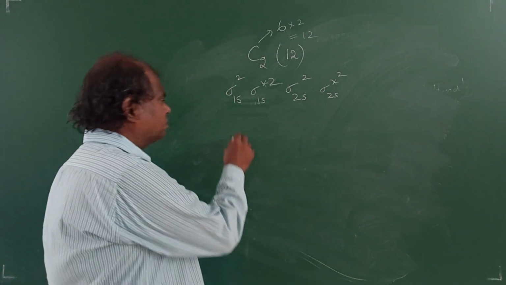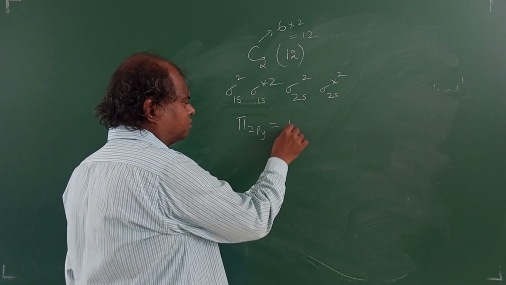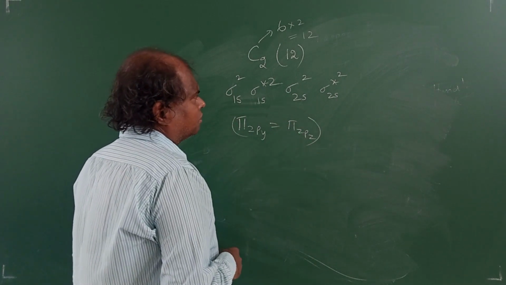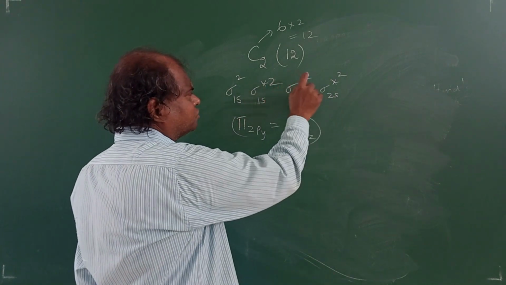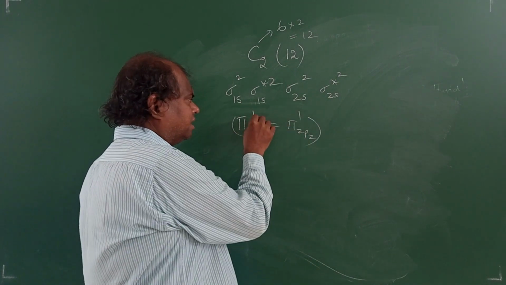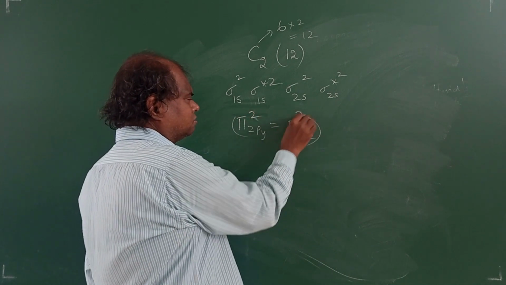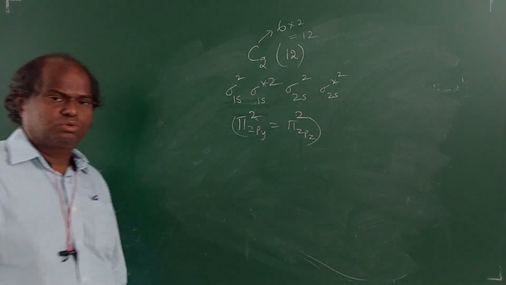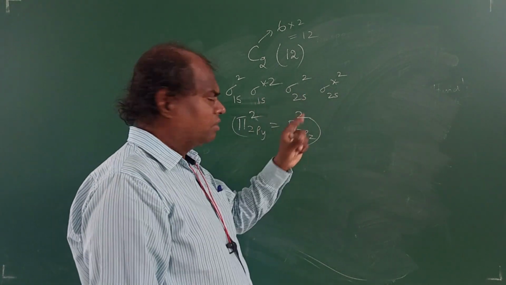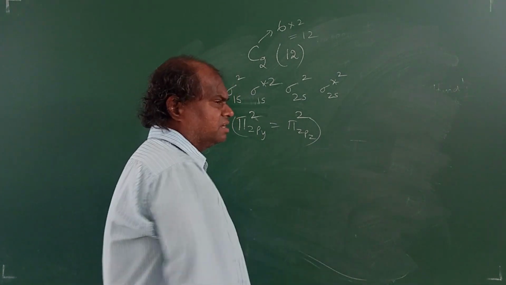Then we come to the most important thing. Pi 2py is equal to pi 2pz. Now students, already you have filled up 8. Just check, 2 plus 2, 8 you have filled up. 1, 1. Correct? Now 10. Now we make it as 2, 2. Now just check. Have you filled up 12 electrons?